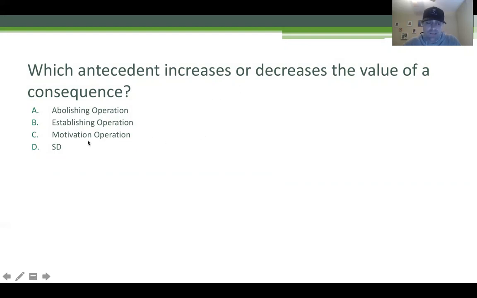And in that case, it would have to be a motivating operation because establishing operations and abolishing operations fall under motivating operations. Of course, it's not an SD. An SD signals reinforcement is available, but it does not alter the value of a consequence. Only a motivating operation can do that. So the answer, of course, is motivating operation.